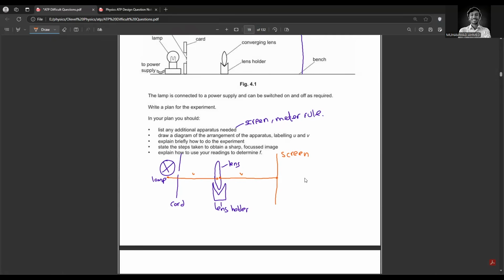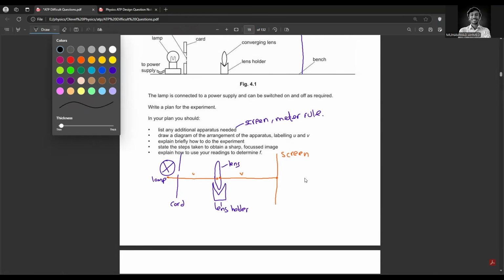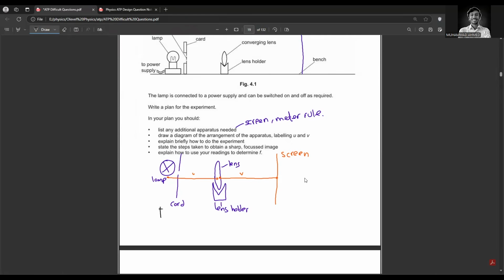This is V. Perfect. And lastly, if you are really aiming for that A star, you can draw a meter rule here. This shows that you will be using this meter rule in order to measure U and V. Simple as that. Nothing complicated here.